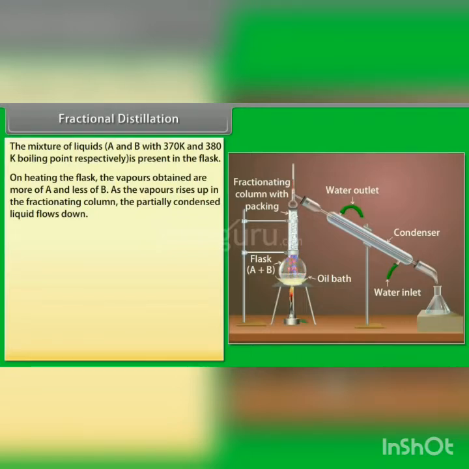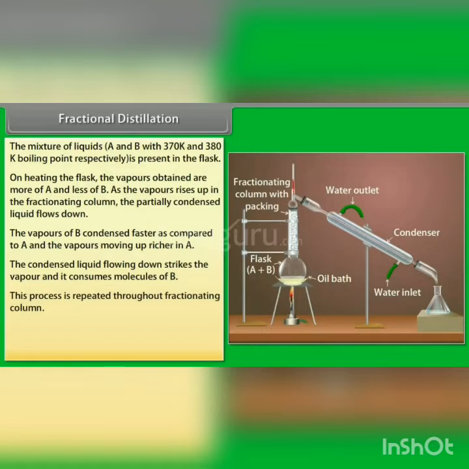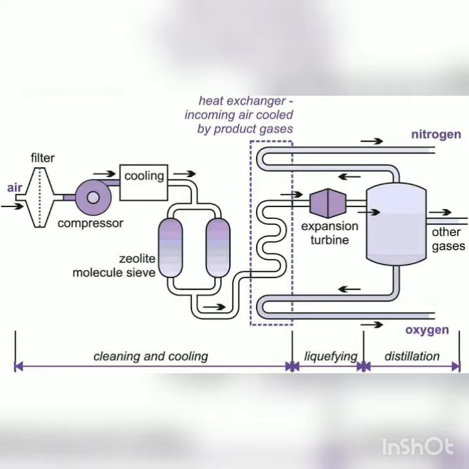As the vapors rise up in the fractionating column, the partially condensed liquid flows down. The vapors of B condense faster as compared to A, and the vapors moving up are richer in A. The condensed liquid flowing down strikes the vapor and it consumes molecules of B. This process is repeated throughout the fractionating column, due to which the vapors escaping through the top of the column are almost entirely A and the liquid left in the flask is almost entirely B. Fractional distillation separates the various liquids according to their boiling points.